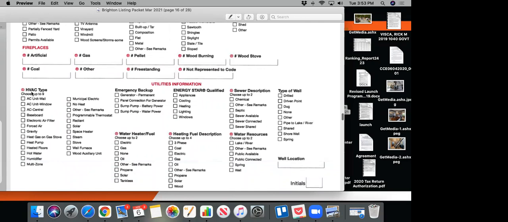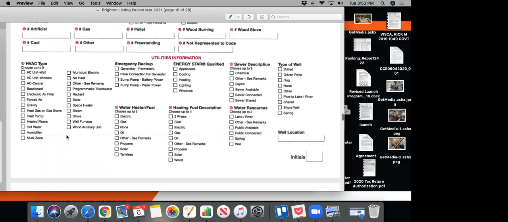HVAC type. Does the house have forced air, central air conditioning, or is it baseboard hot water heat and they don't have central air? If it's in the village of Fairport, they may have municipal electric. So you want to make sure you know what the HVAC types are. Do you guys have questions about HVAC types or anything like this at all? Are we familiar with what a forced air unit looks like versus a hot water unit? Types of heat. Okay.